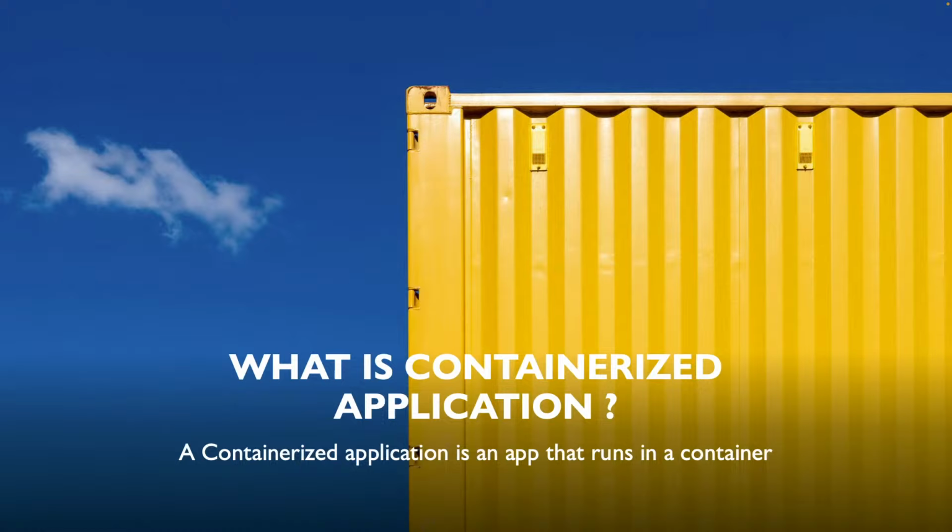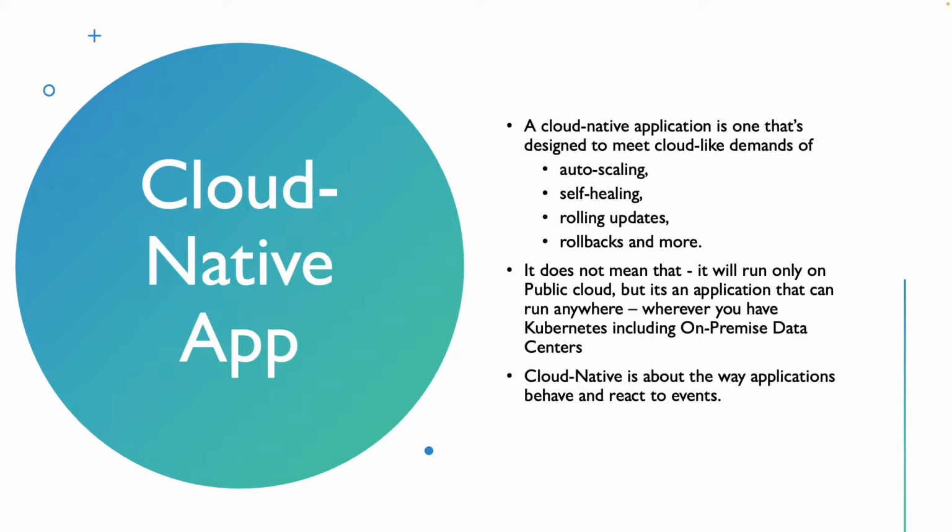Another key term that I've used is cloud native application. When I say cloud native application, it's not just an application which runs only on the cloud. A cloud native application is one that is designed to meet cloud-like demands. So what are cloud-like demands? It should be able to support auto scaling. It should support self-healing. It should support rolling updates, rollbacks, and more. All these things are expected when I talk about a cloud native app.